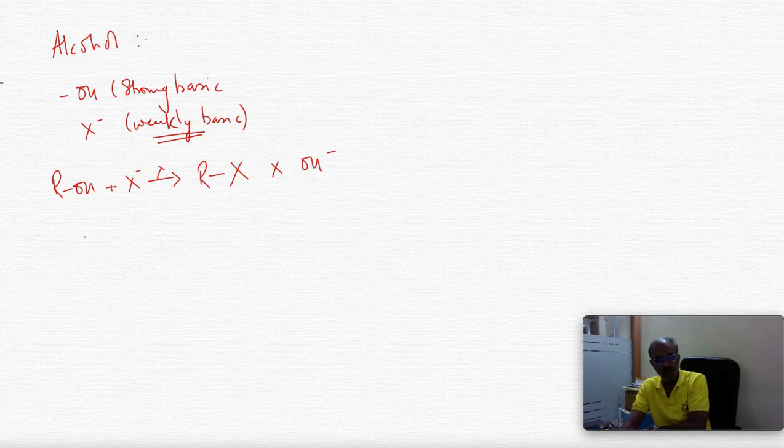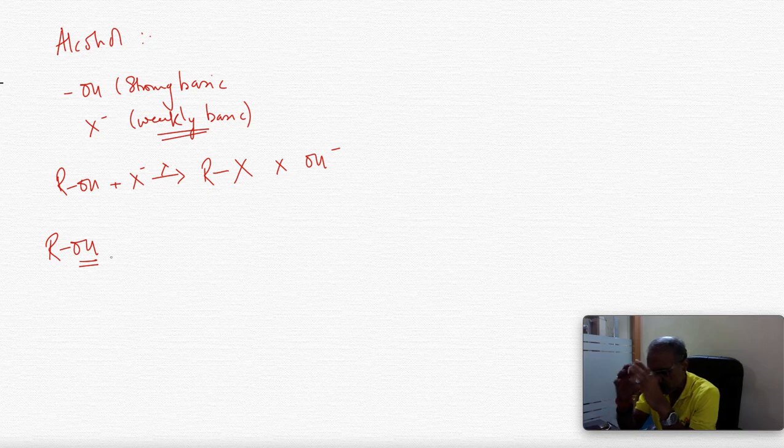Fine. Now for that scenario, if I want to do it, then first what we'll have to do is protonate the ROH, because OH is a very bad leaving group. For any group to act as a good leaving group or bad leaving group, as I have told you, the weaker the basicity, the better the leaving group. That means basicity is inversely proportional to the leaving power, right?